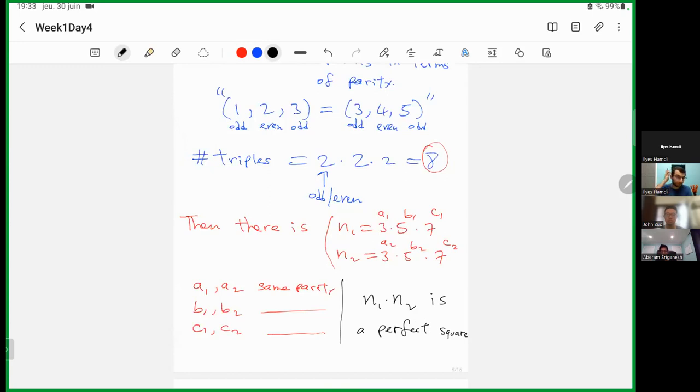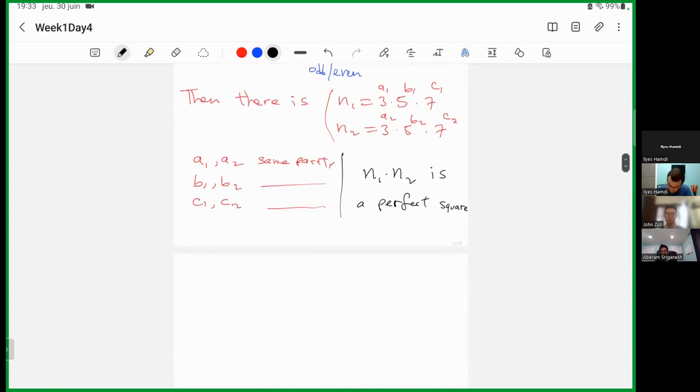What do you guys think? Yeah, exactly. Because n1 times n2 will be equal to 3 to the a1 plus a2, 5 to the b1 plus b2, and 7 to the c1 plus c2. And when you add numbers which have the same parity, you get an even number. So yeah, of course, this is a perfect square. Cool.